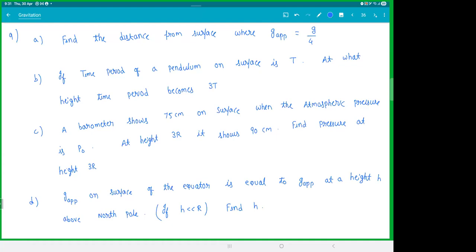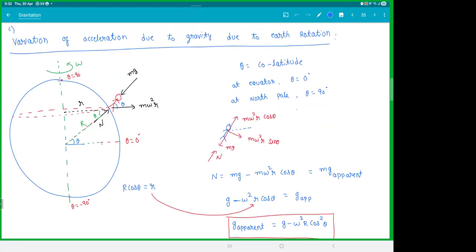So these are simple mains level questions. Some of them will be even CET level. So, previous slide here, this one. G apparent for rotation is G minus omega square r cos square theta. Clear with this?